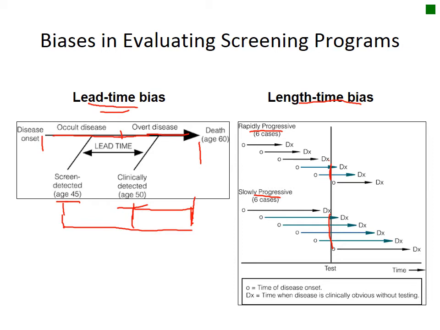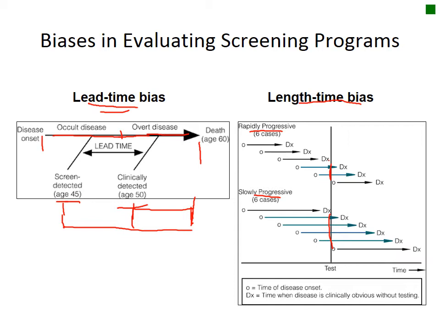The difference between the screening detection and the clinical detection is 5 years, but the death is always going to occur at age 60. So what screening has done is just given us the knowledge that you're going to live a total of 15 years versus 10 years when it's clinically detected at age 50, but you still die at age 60.